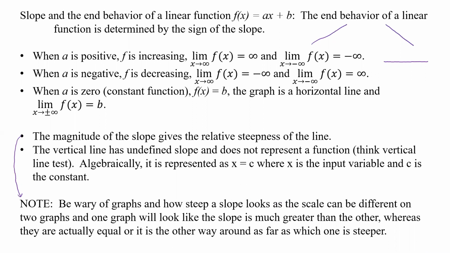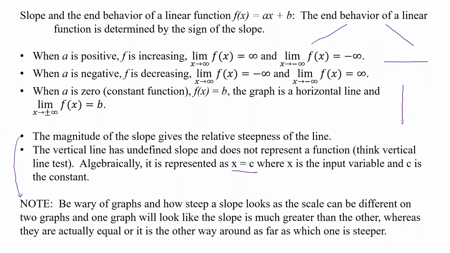Now, a vertical line has undefined slope, and so it doesn't represent a function. If you think about the vertical line test for a function, well, a vertical line doesn't pass the vertical line test, and so that's not a function. Algebraically, that just says x is equal to c, where x is the input variable and c is the constant. But that's not truly a function, and so that has undefined slope.